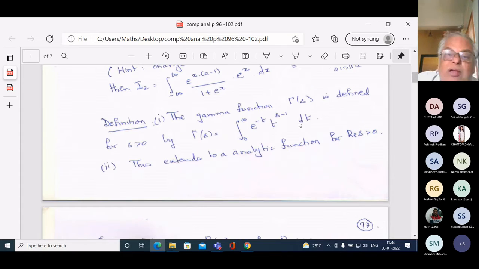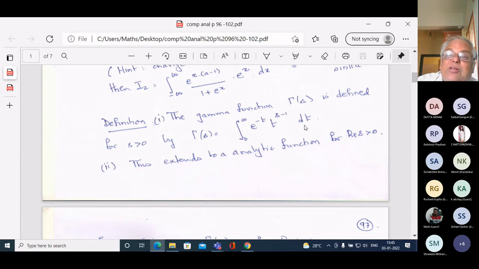Very good. What is the gamma function? All of you have heard about the gamma function. It's defined for s greater than 0 by gamma of s is the integral from 0 to infinity of e to the minus t times t to the s minus 1 dt. Notice that it is convergent because at infinity e to the minus t is decaying much faster than t to the s minus 1 grows. And at 0, t to the s minus 1 is integrable. Therefore, when you multiply these, the thing will be integrable. And this extends to an analytic function for s greater than 0.